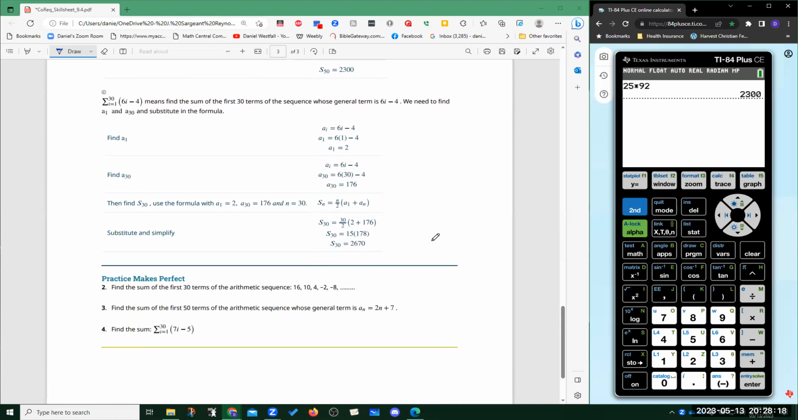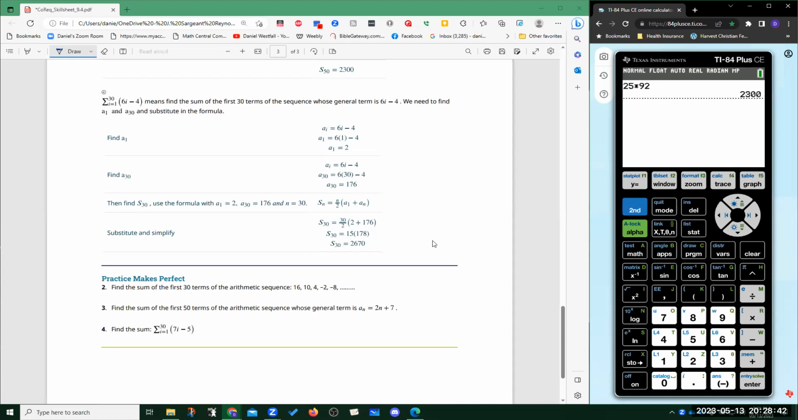Let's look at this third example here. Now I've got a couple ways I can do this. I'm going to do this a way that we're going to do it with calculus, as well as the way that we're going to do it here with pre-calculus. And I'm going to show you that it's the same thing. So the sum from i equals 1 to 30 of 6i minus 4. So let's follow this pre-calculus way first.